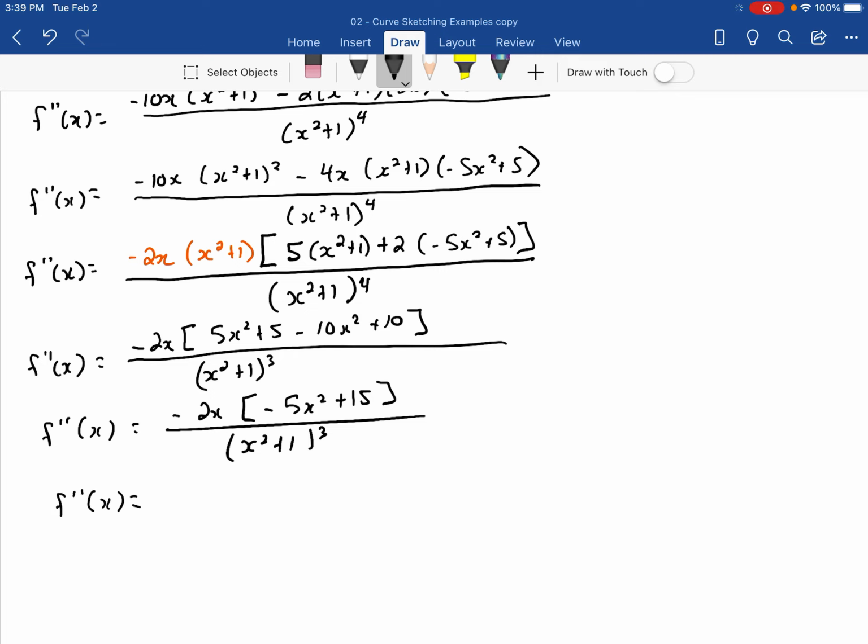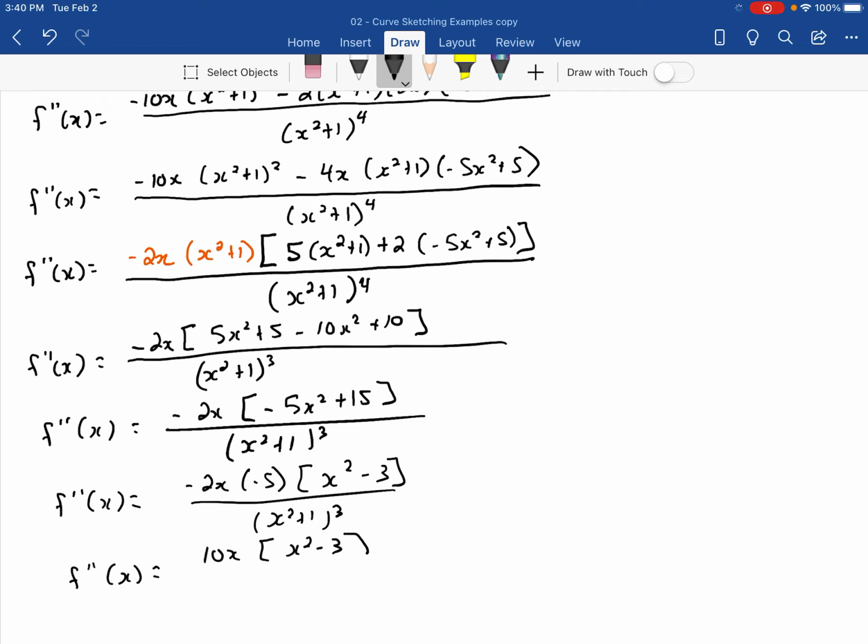I can common factor out that -5. So when I bring that -5 out, I get -2x. I'm bringing out a -5, and in the brackets, I get x squared minus 3. And so my beautiful double derivative at the end here: 10x, x squared minus 3, over x squared plus 1 cubed.